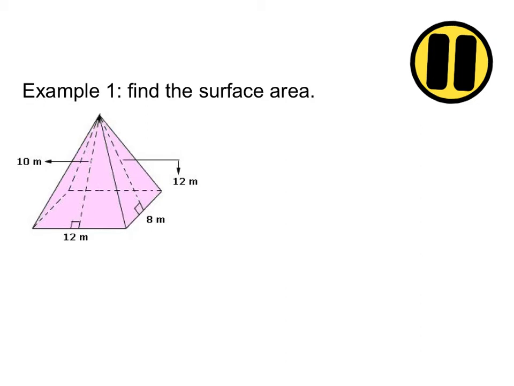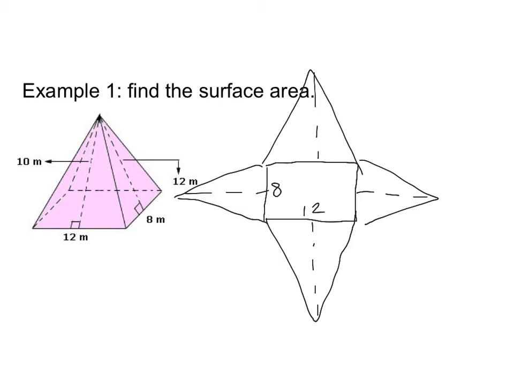Okay, so pause now and try and find the surface area of this rectangular pyramid. Make a net first if it helps. So I started by making a net. The rectangular base is 8 by 12, so I labeled that first. And then the sides that were 12 at the bottom have a height of 10. And the sides that are 8 at the bottom have a height of 12. So I labeled those.